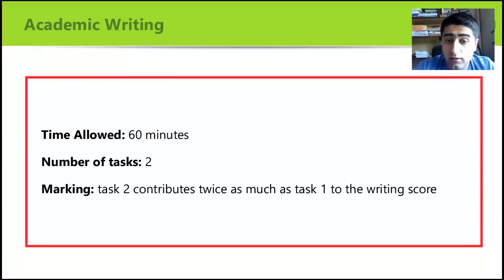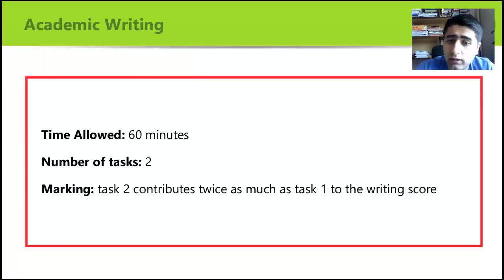Academic writing. What about the academic writing section? The writing component of IELTS Academic includes two tasks. Topics are of general interest and suitable for candidates entering undergraduate and postgraduate studies or seeking professional registration. So, as you can see from your screen, time allowed is about 60 minutes, and there are two tasks. The number of tasks is 2.